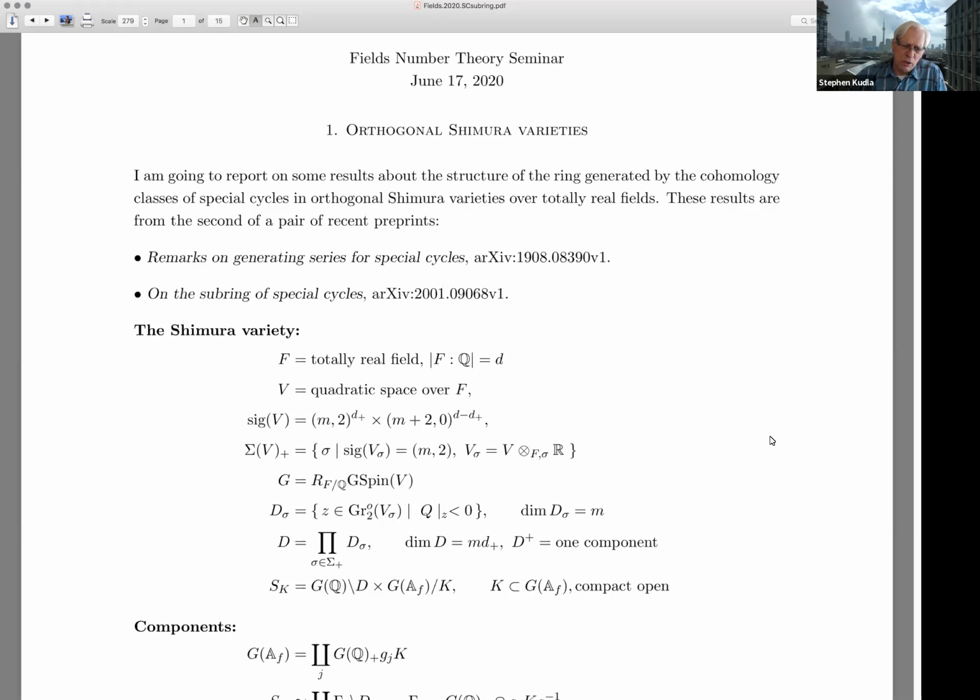But it's traditional to more or less work over Q, where indeed those three things I mentioned are special cases. And of course, you can do something quite a bit more general, and that is to say you can work over a totally real field of degree d with a quadratic space where the signature has a certain number of (m,2)s and a certain number of (m+2,0)s, where d+ is the number of non-compact places and d-d+ is the remainder. And so you can work on Shimura varieties built out of this kind of situation, and the geometry actually gets quite a bit more complicated just because now you have many factors and so on and so forth.